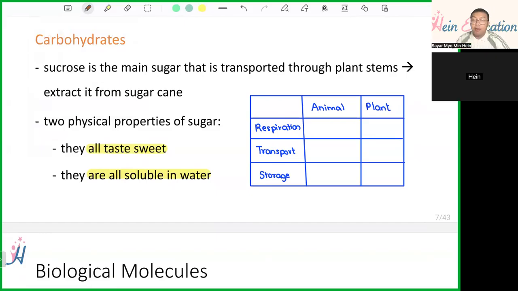For respiration, both animals and plants can respire, and they use glucose as the main source to perform respiration. In terms of transport, animals transport glucose in the bloodstream, but plants use sucrose to transport around the plant. For storage, animals use glycogen, and plants use starch. So these are the different types of sugar used in animals and plants for different purposes.